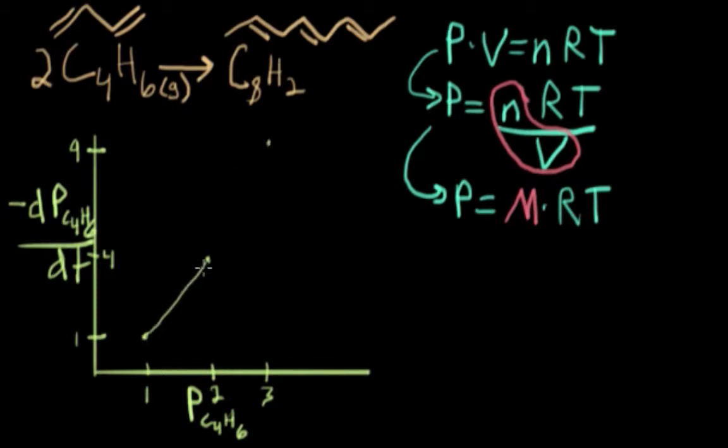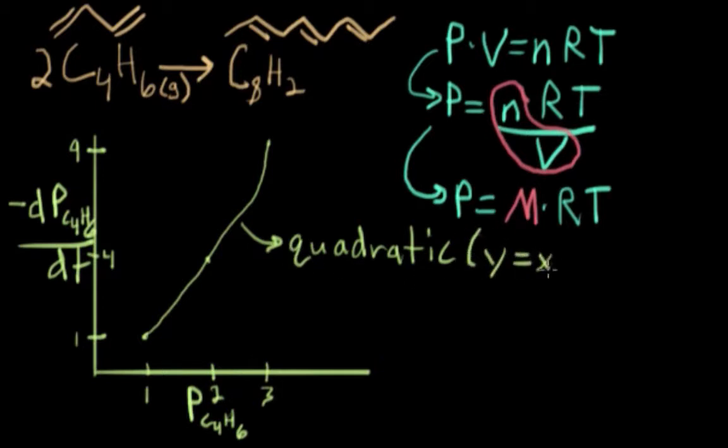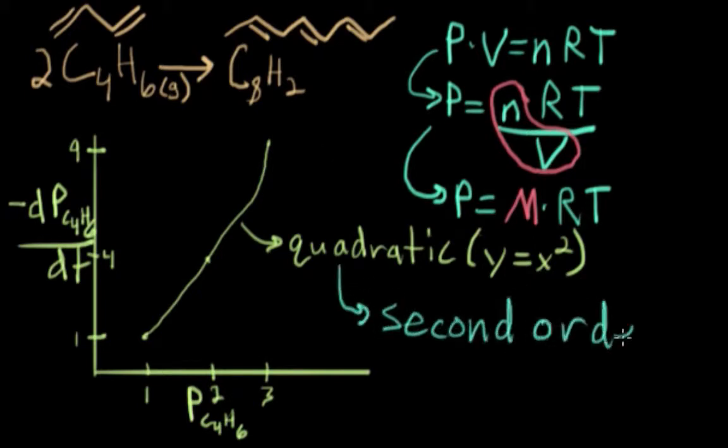So what this begins to look like, it sort of looks like a squiggle here, but it's supposed to look like a quadratic. And just as a reminder, quadratics have the form of y equals x squared. They can have other stuff, but x squared is the highest power. When we have a reaction where changing the pressure or concentration of the one reactant causes a squared change in the rate of consumption of that reaction, this is what we call a second order reaction.